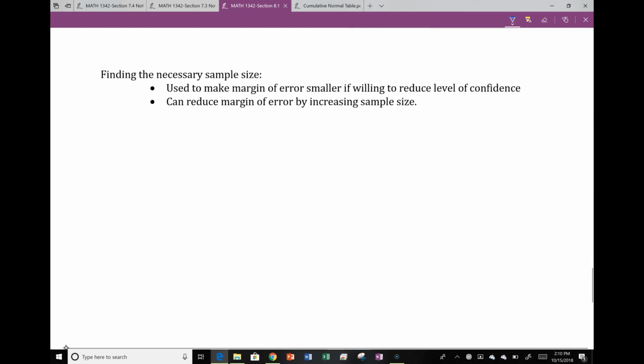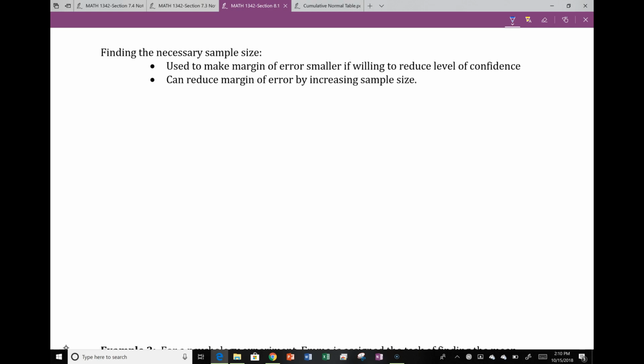Sometimes we don't want to find just the confidence interval. Maybe we want to know how large of a sample I must have in order to get the margin of error that I want. In other words, I only want a margin of error of, say, 2 points. Well, how large does my sample size need to be in that particular case?